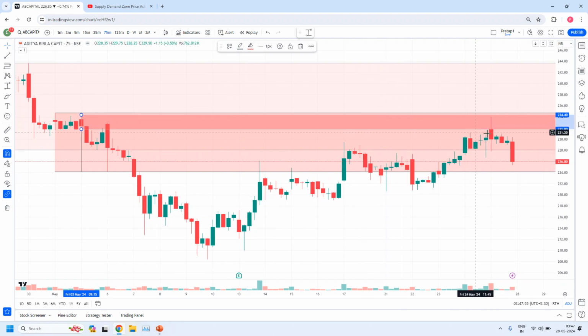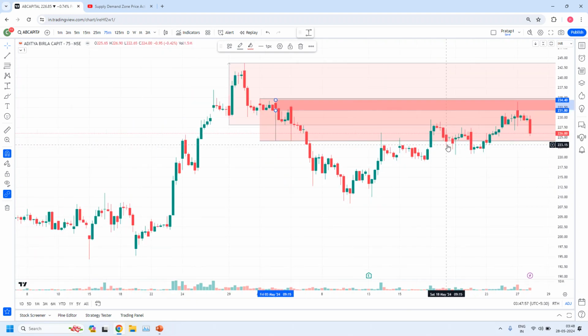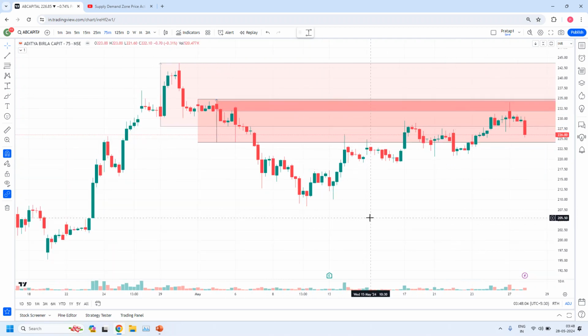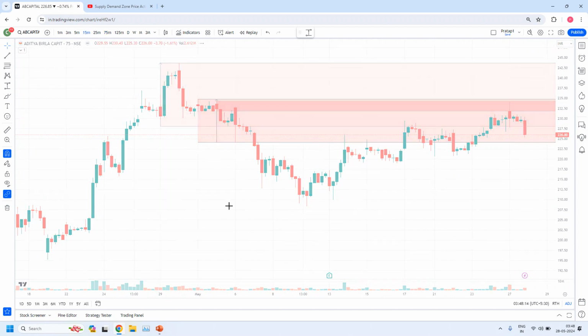So in this zone, people will plan for the trades. But according to our rule, what you have to do? You need to fine tune this zone up to 5 minutes time frame and you need to check whether there is any good order flow or not. So go to the 15 minutes time frame.